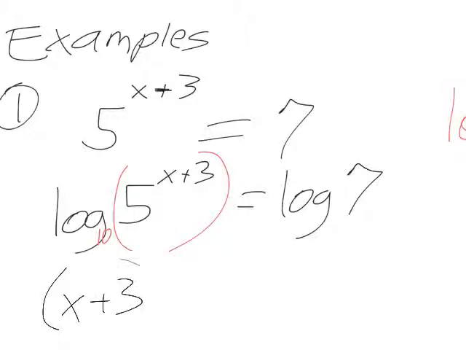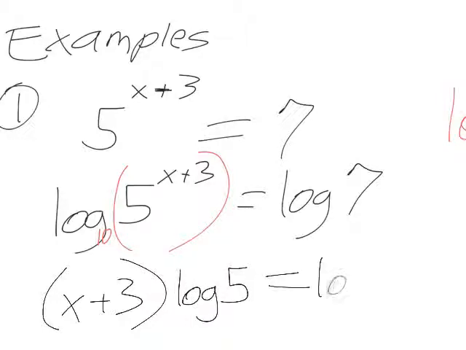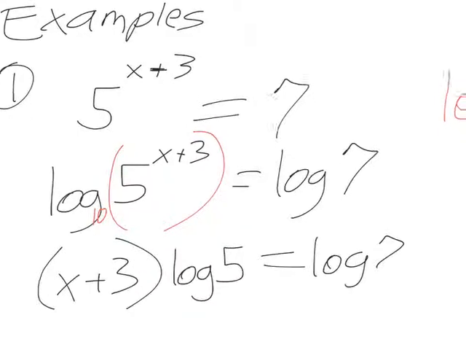And notice, since it is a binomial exponent, I will need parentheses around it. And then I still have that common log of 5 left behind. And I've got log of 7 over here on the other side. Now that one didn't have an exponent, so I don't have to use any kind of property on it.